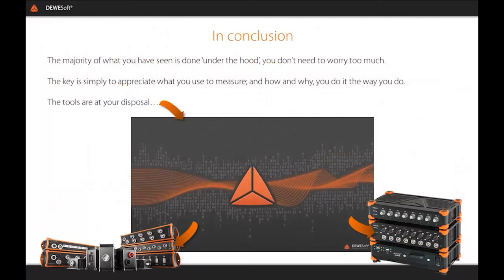So in conclusion, although this webinar could have gone on for days, we want to summarize this entire subject in one phrase. The key is simply to appreciate what you use to measure, explore its potentials, and have a good understanding of the hows and whys, and possibly push the limits to appreciate why it's done the way it is. Again, after all, you have the tools available to you.